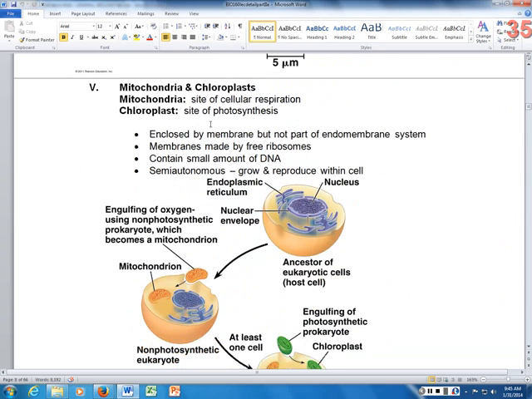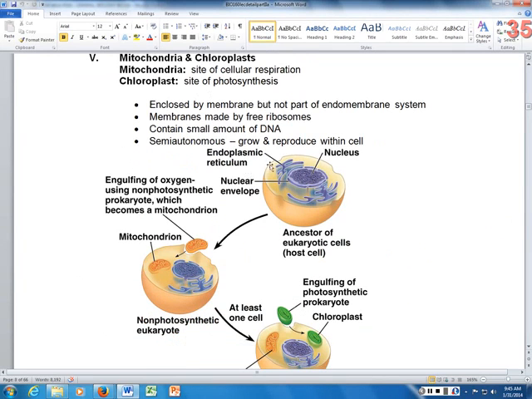So mitochondria and chloroplasts, these are sites of metabolism. Mitochondria does cellular respiration. Chloroplast does photosynthesis. They're enclosed by a membrane, but these aren't actually part of the endomembrane system. These membranes get made by the free ribosomes, and these organelles are going to have a small amount of DNA.